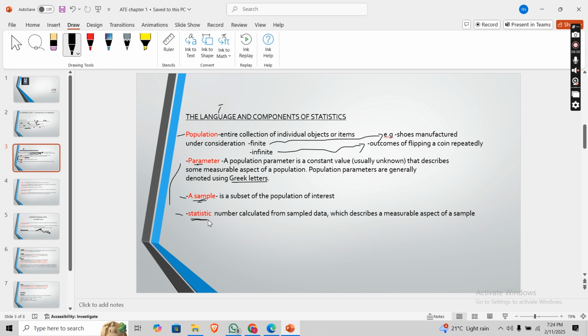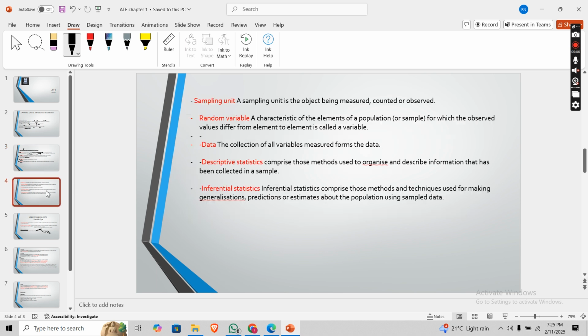Why is it called a statistic? Because I have calculated that value using sampled data. Remember, if I had used population data instead of sample data, I would call that value the parameter. But now I'm not using the population data, I'm using only sample data. So I'm calling it what? A statistic. So I hope by now you know the difference between those ones, okay?